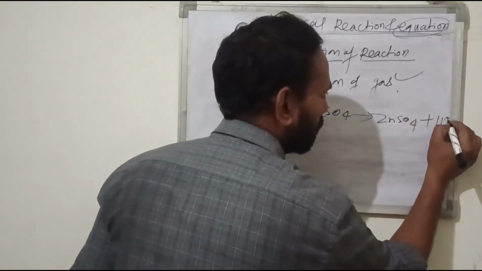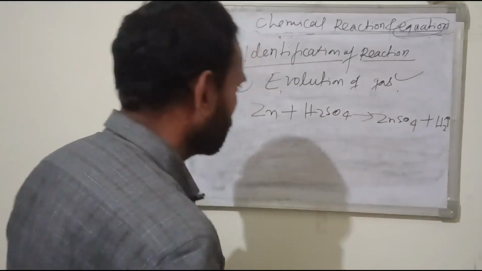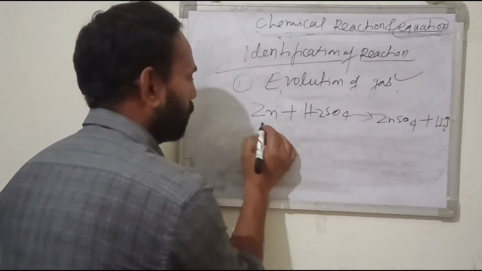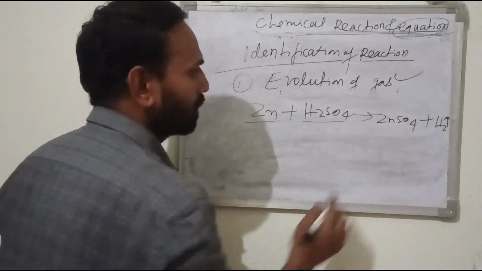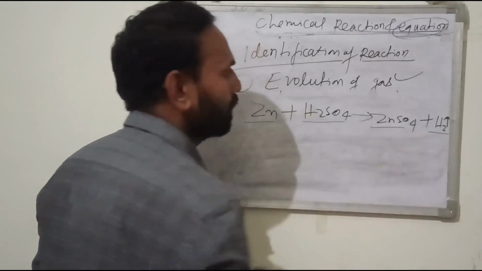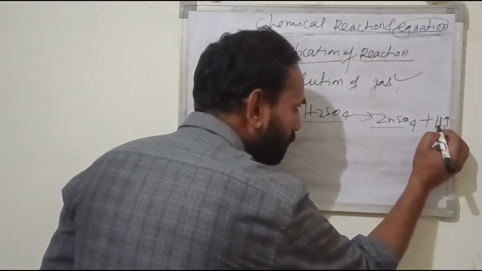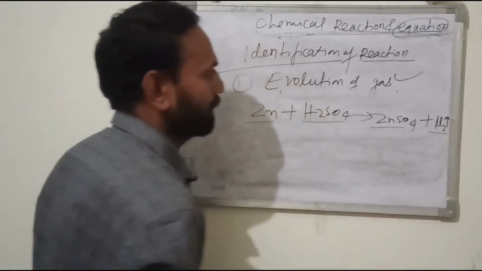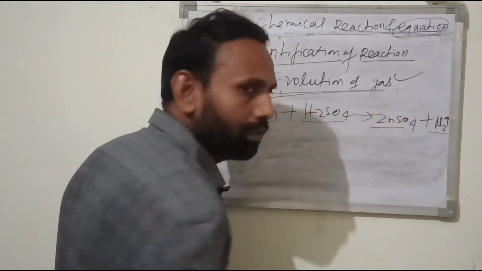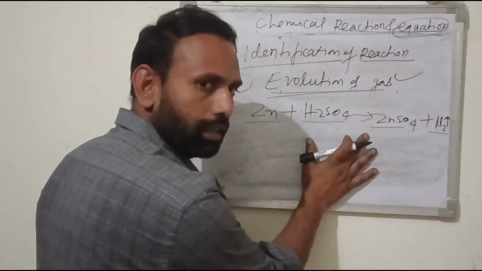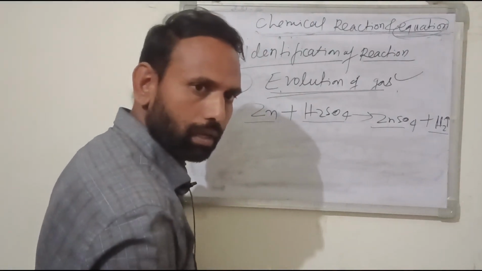You can write here an arrow. That means evolution of the hydrogen gas. You can see here when zinc and sulfuric acid react and make zinc sulfate and hydrogen, there is the release of the hydrogen gas. You can say evolution of the gas. This is the identification of any type of chemical reaction. Okay, first identification of the chemical reactions.